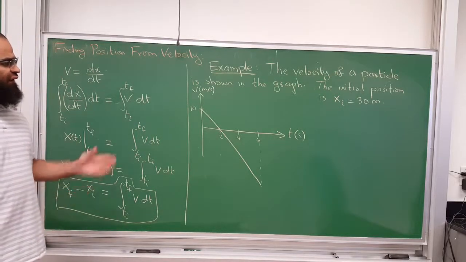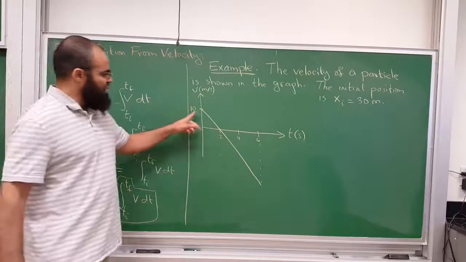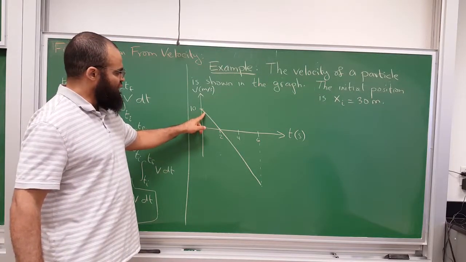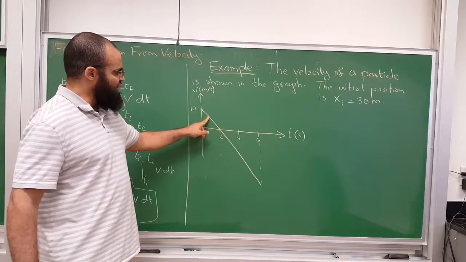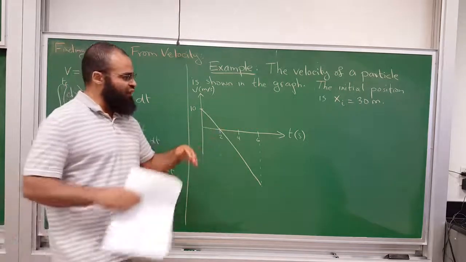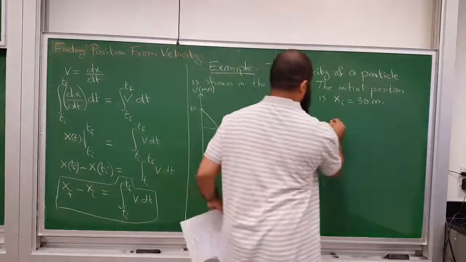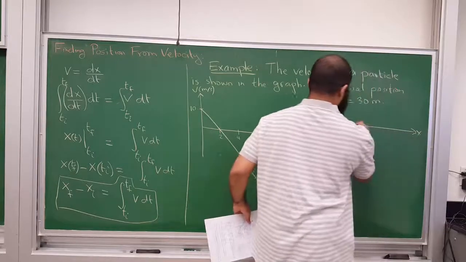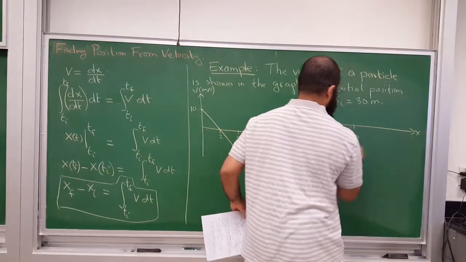So you got this object that's moving, and it's moving at 10 meters per second initially, and then it moves at 9 meters per second, 8 meters per second, 7 meters per second. So it's still moving. So you can imagine, here is the x-axis. It starts here at x equal to 30, right?